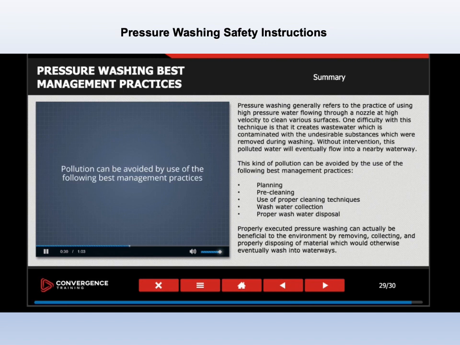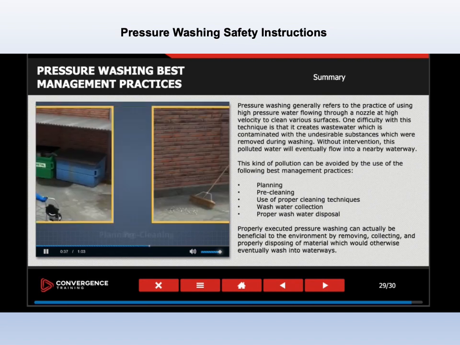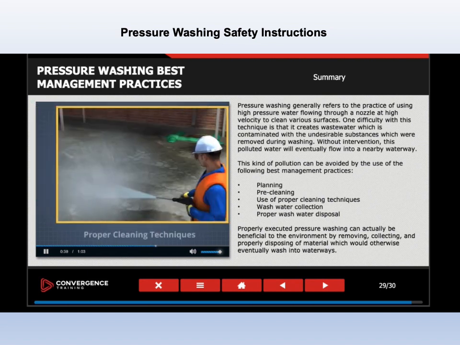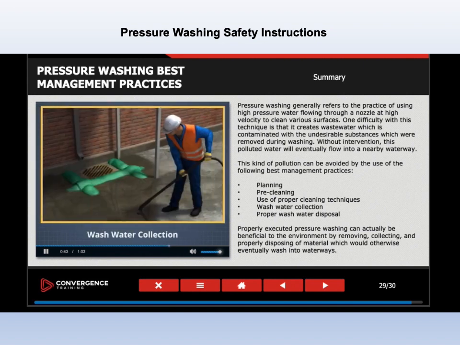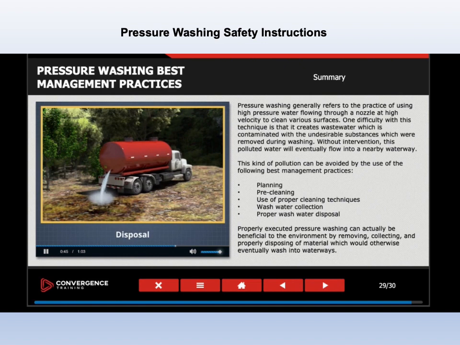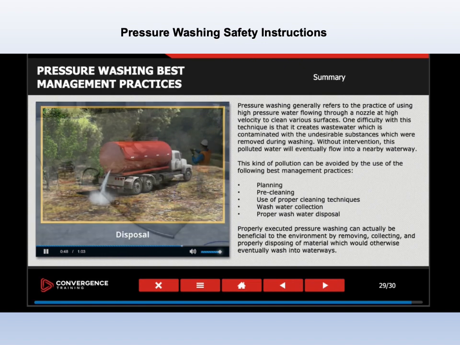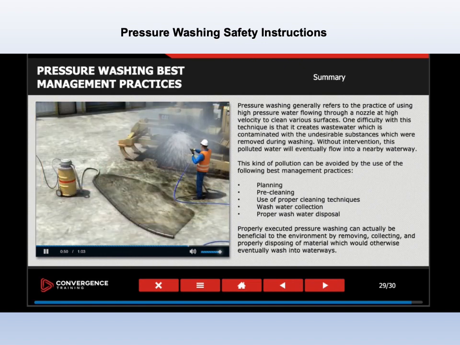This kind of pollution can be avoided by the use of the following best management practices: planning, pre-cleaning, use of proper cleaning techniques, wash water collection, and proper wash water disposal. Properly executed pressure washing can actually be beneficial to the environment by removing, collecting, and properly disposing of material which would otherwise eventually wash into waterways.